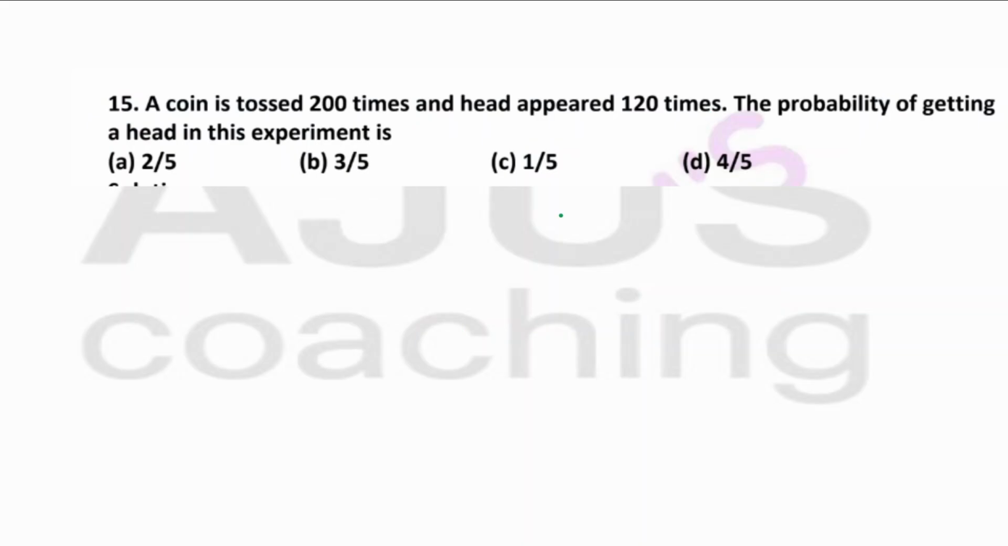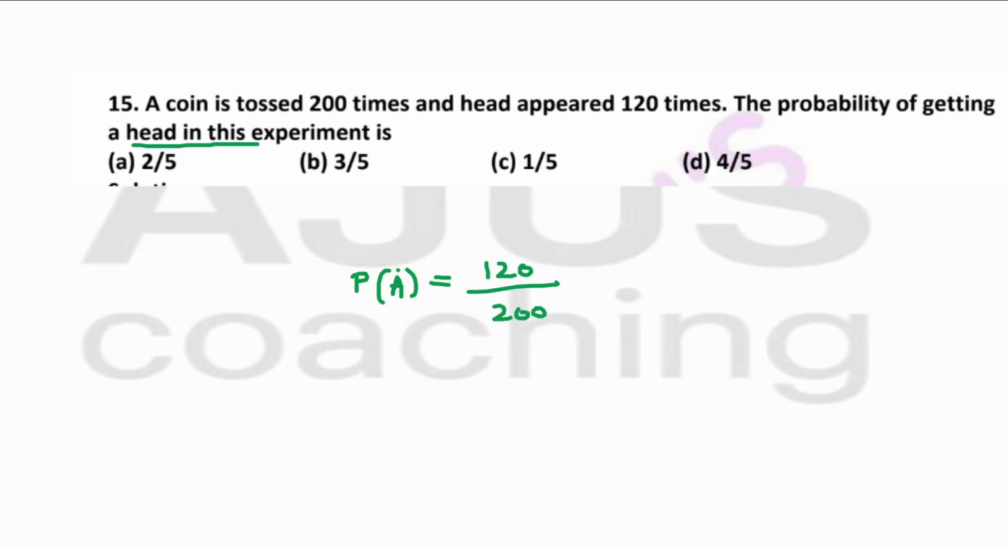Pause. Resume. Okay, now let us solve this problem. A coin is tossed 200 times, and head appeared 120 times. The probability of getting a head in this experiment. Let A be the event that indicates getting a head in the experiment. So probability of A is number of events favoring a head. Number of events favoring head is 120, and total number of events is 200.